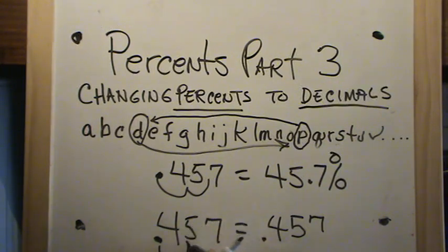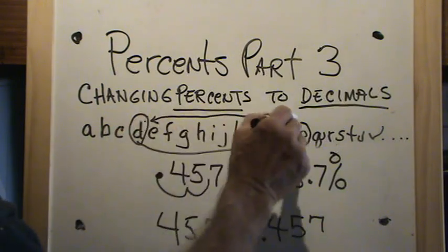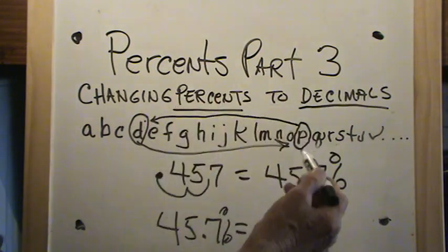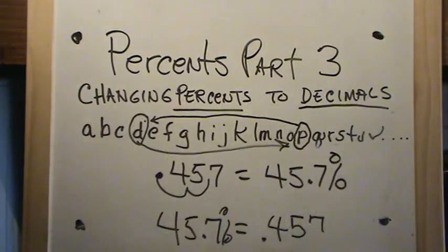Oh, I didn't put the percent sign here. My bad. If we're changing 45 7/10, oh, yeah, I do have it there. I'm sorry. 45 7/10%, we're changing it to a decimal, 2 places, and get rid of the percent sign. So that is changing decimals to percents. Remember, D to P, we move 2 places to the right. Changing percents to decimals, P to D, 2 places to the left. Very good. Thank you very much.